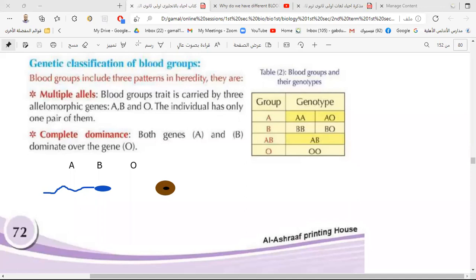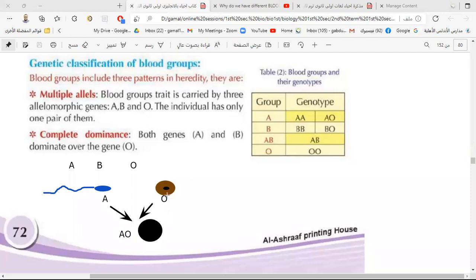For example, let's take an example. If the sperm has gene A, and the ovum has gene O, the zygote will be formed. What is the genotype of the zygote? Who can tell me? The zygote will be AO.